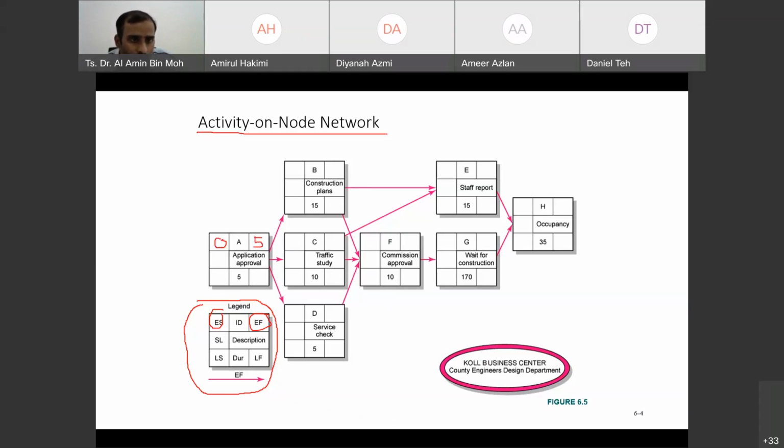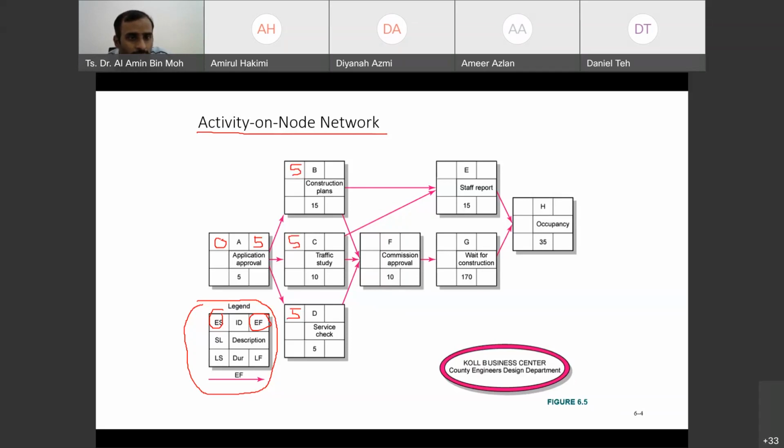And then what's going to happen? The early finish here is going to be the value for the early start for the next activity. So we are going to have 5 here. Is that true? Is that what you understand? Yes, doctor. Okay.